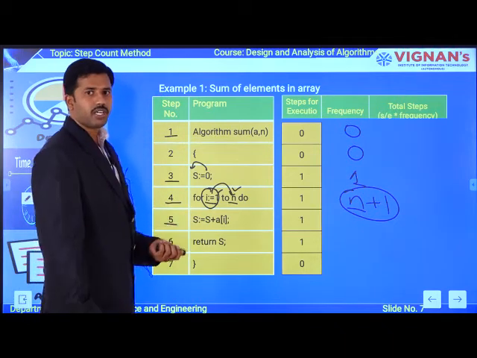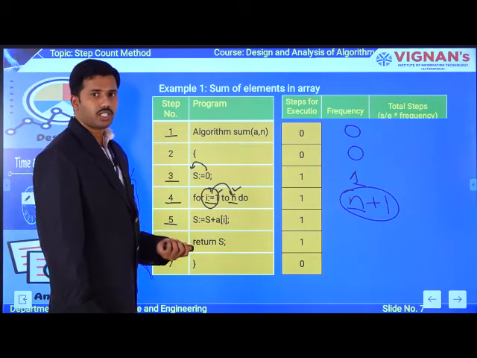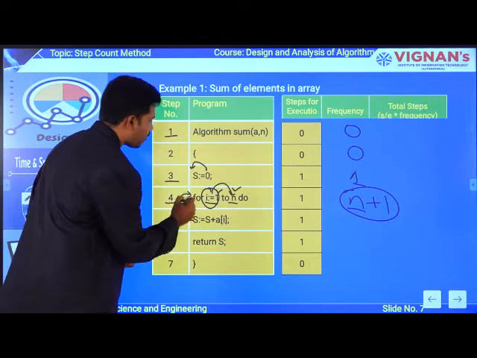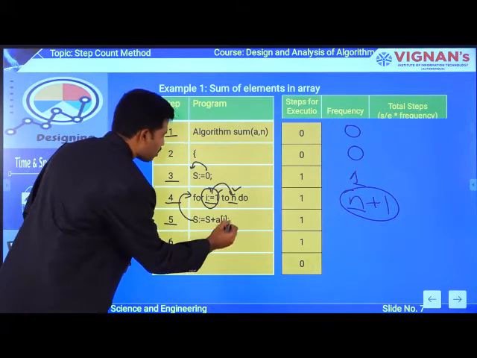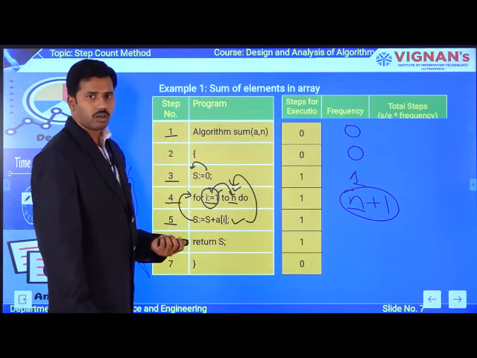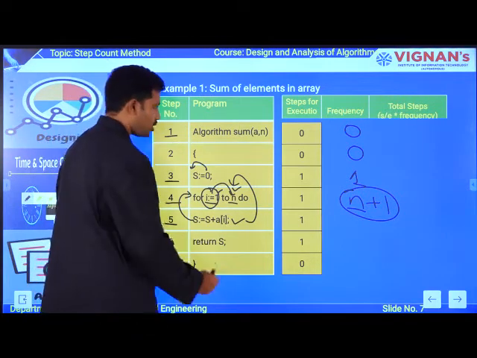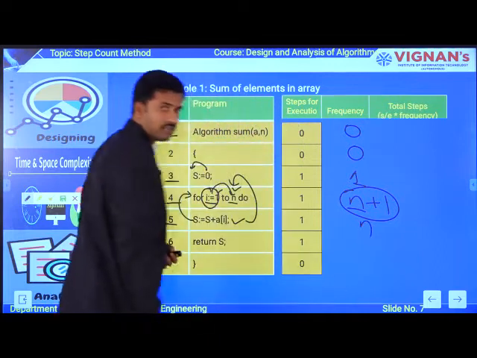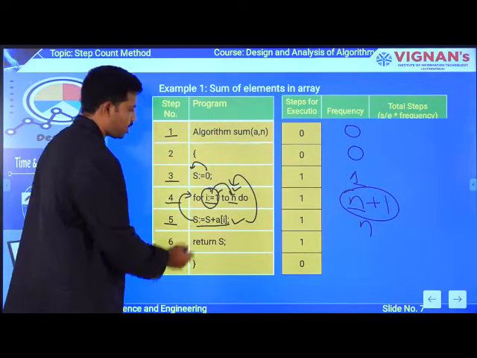How many times is this step number 5 executing? This step number 5 is available inside a for loop. Ultimately the execution of step number 5 depends upon the upper bound of the for loop. So the frequency for step number 5 is n. N number of times this statement is executed.